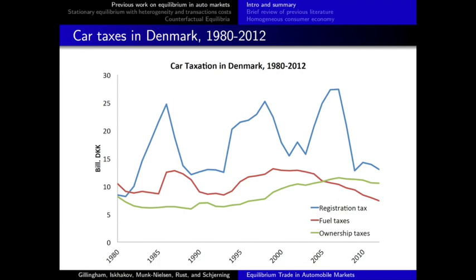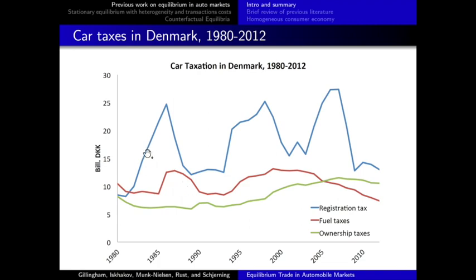What you see here in this graph are the different taxes on cars. You've got the registration tax, that's the blue one, then the fuel taxes, that's the red one, and then the ownership taxes. We also pay ownership taxes just for owning the car, because you have it under your name with a license plate on, so you pay a fixed amount every year that depends on whatever car it is. So these are the ownership taxes, and the fuel tax is kind of like a usage tax.